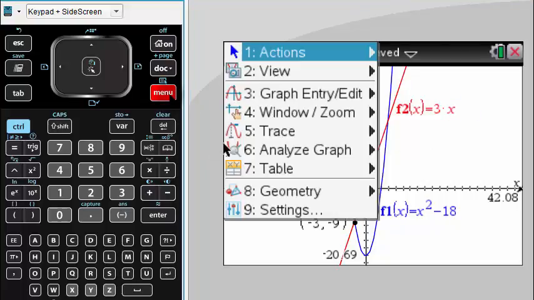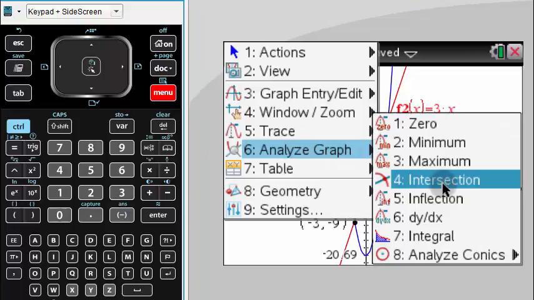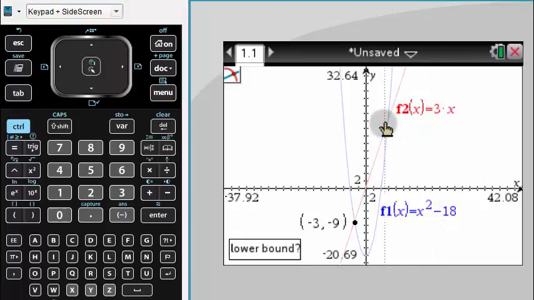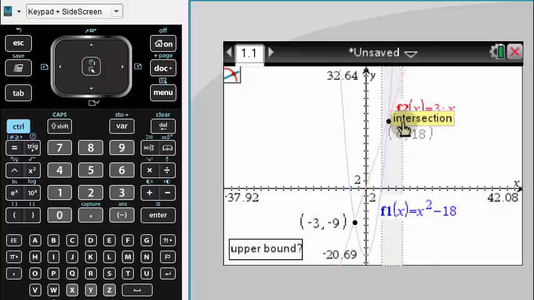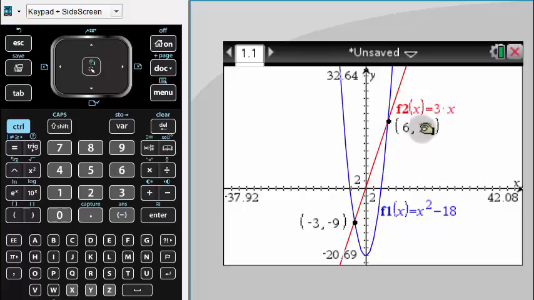Let's get the other point over here. Again, I'm going to go to Menu, Analyze Graph, Intersection. I'm going to go to the left of it, press my center keypad, scroll to the right, and we get our other point of intersection right there. Those 2 points are very important because they give us our critical x values. You can see that I've got an x value of 6 on the right side, and an x value of -3 on the left side of this graph. Those are the 2 x values that are critical, and that's something we should write down or remember.